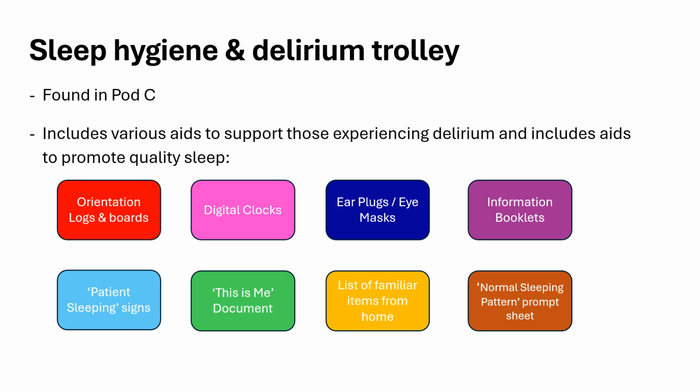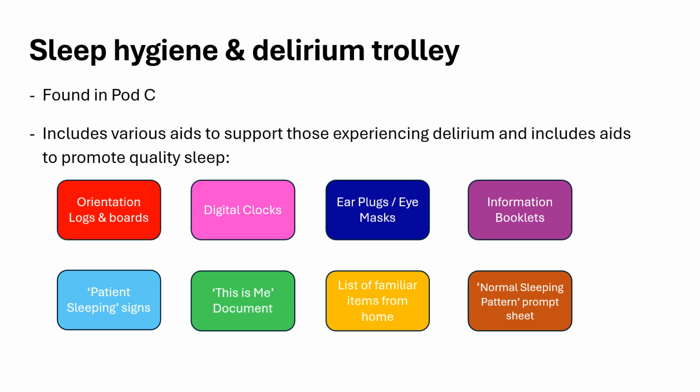GPIC's guidance states that as an MDT, we must provide non-pharmacological strategies to prevent and reduce delirium. The delirium and sleep hygiene trolley is also found in Pod C next to the communication station. The trolley includes various aids to support those experiencing delirium and to also help with prevention or worsening of symptoms. It includes aids to promote quality sleep.